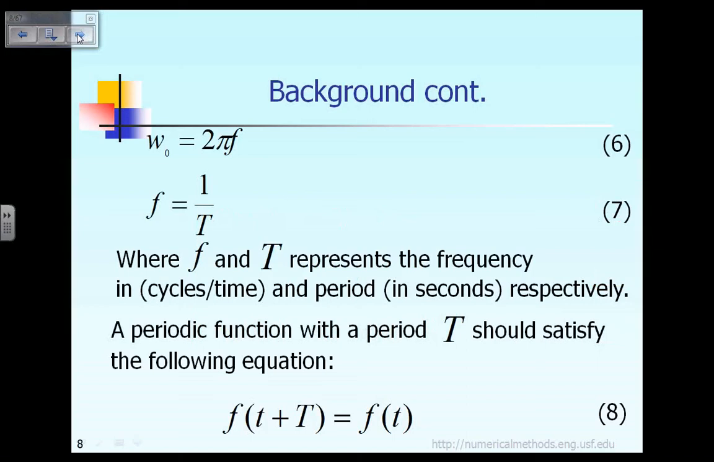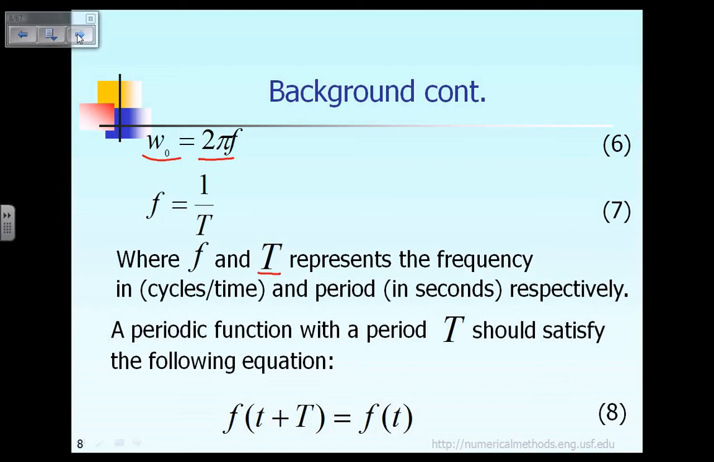In the previous slides, omega naught is considered as the angular frequency, and that is equal to 2 pi times f. That is shown in equation 6, where the frequency f is defined as the reciprocal, 1 over T, and T represents the period of the function.